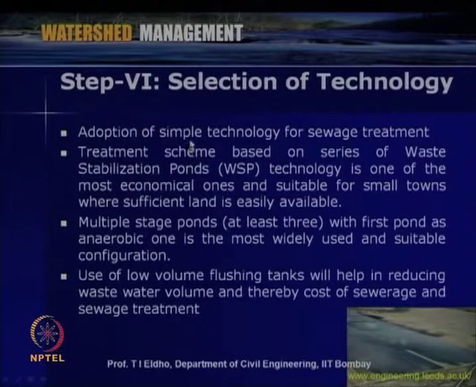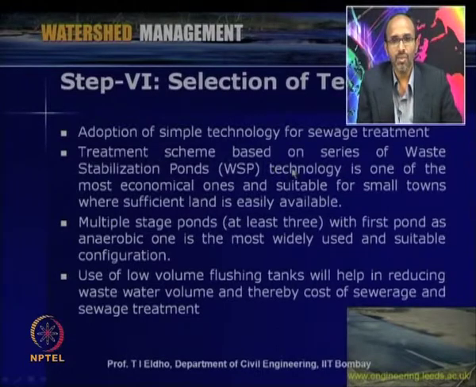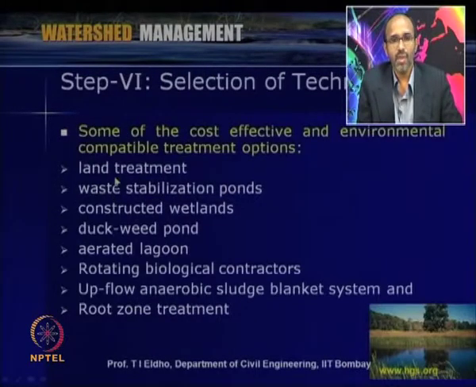So here the adoption of simple technology for sewage treatment, so mainly wastewater treatment is concerned, how to treat the sewage. Then your treatment scheme based on a series of waste stabilization ponds technology, and we have to look for most economical ones. Then multiple stage ponds, say for example at least 3 ponds, with the first pond as anaerobic, is the most widely used and suitable configuration. And then use of low volume flushing tanks will help in reducing the wastewater volume and thereby the cost of sewage treatment. So like that we have to select these specified technologies.